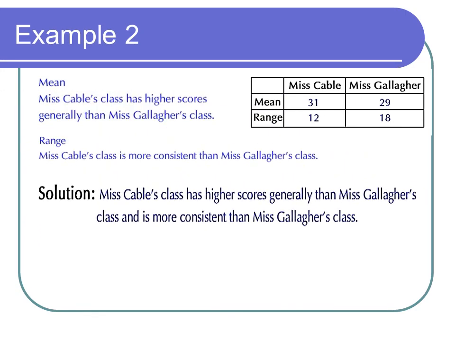So, as a solution, we can say that Miss Cable's class has higher scores generally and is more consistent than Miss Gallagher's class.